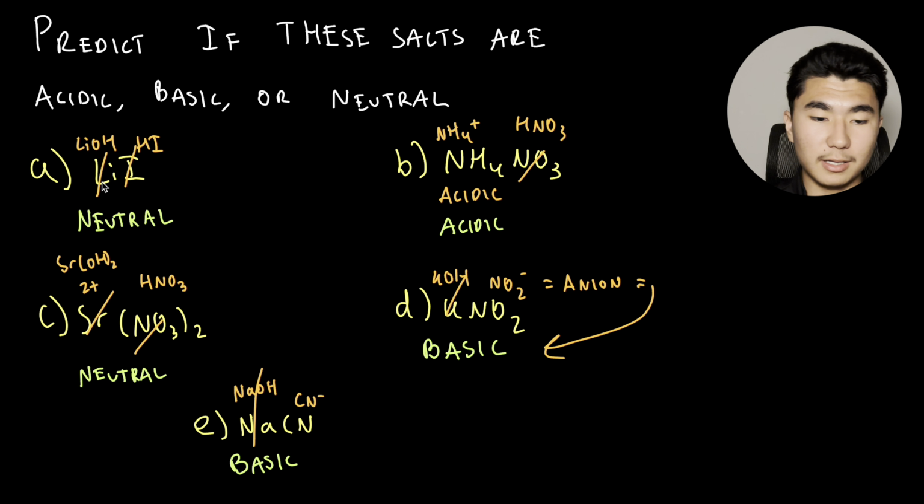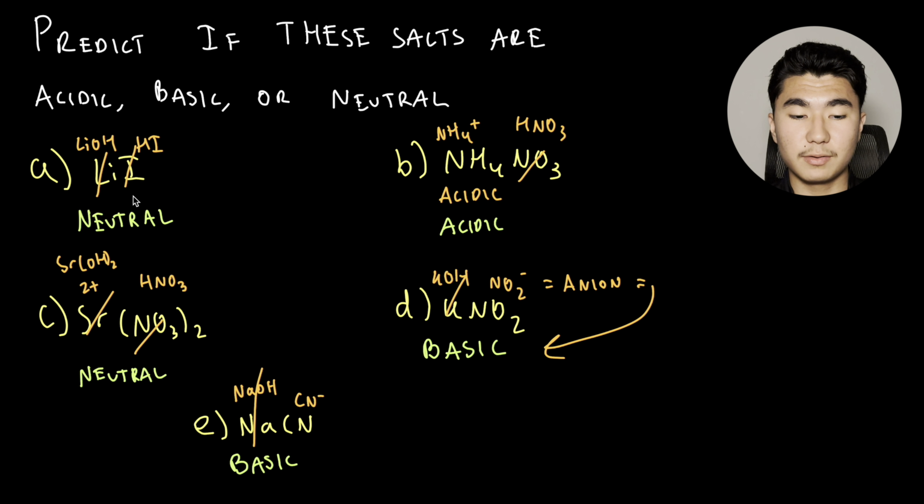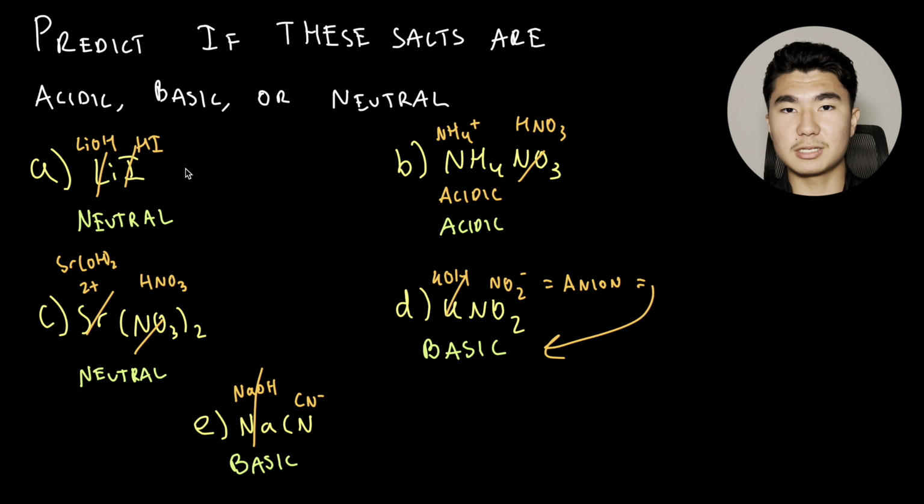So hopefully I didn't overcomplicate this, because the only thing you need to know is that if it's a group 1 or group 2 element, then it's going to turn into a neutral pH. If it has one of these anions that pairs up with a strong acid, it's going to be neutral. But if we have a cation, that produces an acidic solution. If we have an anion, that produces a basic solution. So that's really all you have to know towards breaking these down, and it becomes really easy just through practice.